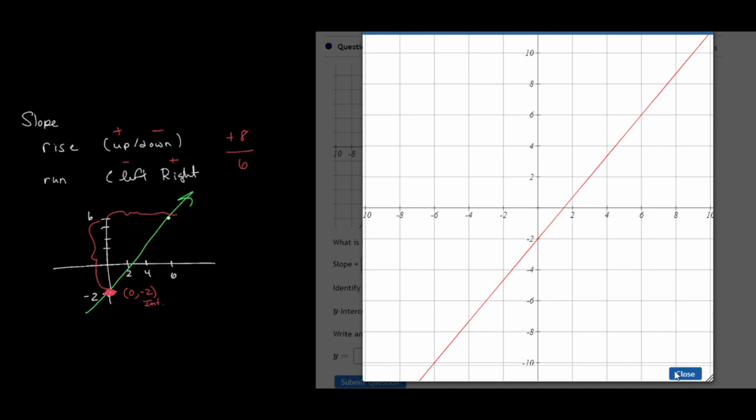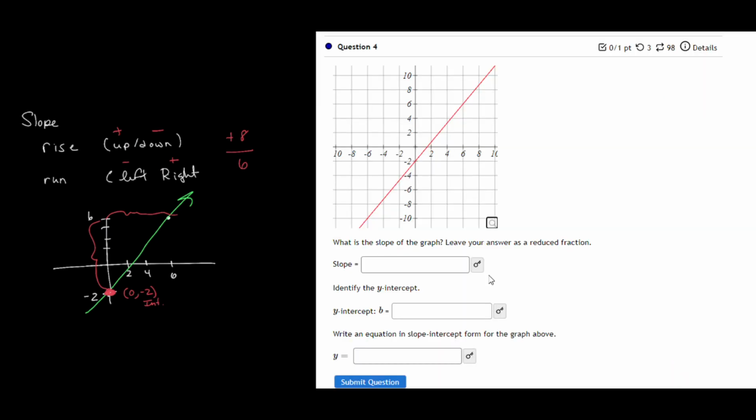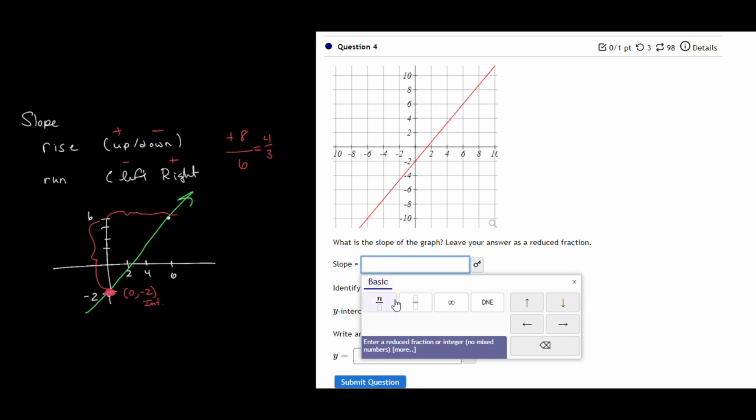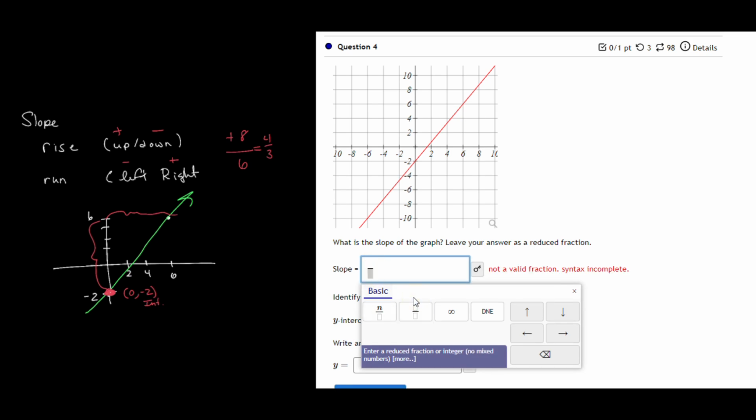Now, let me close out of this bigger view. Notice that they say here, what is the slope? Leave your answer in a reduced fraction. Well, I can reduce that. My reduced fraction, both 8 and 6 are divisible by 2. So that means my slope is 4 over 3. I'm going to put it in as a fraction and then do 4, my arrow down button for my 3.